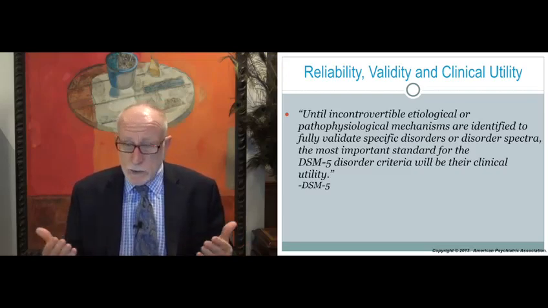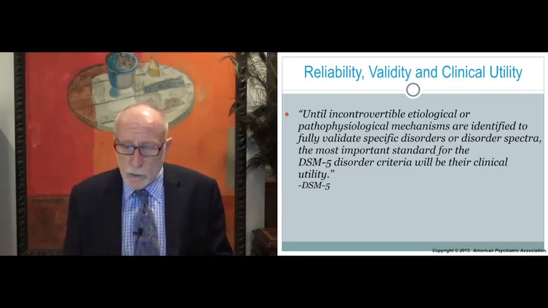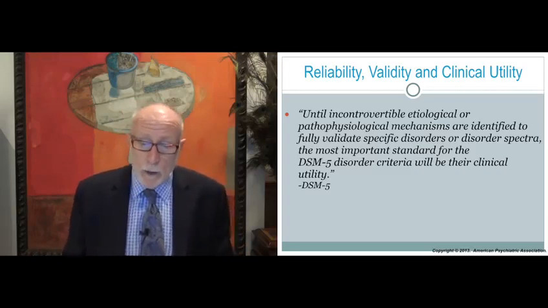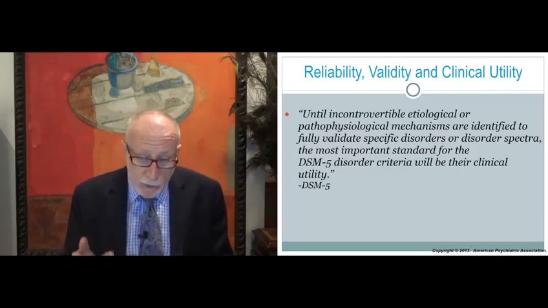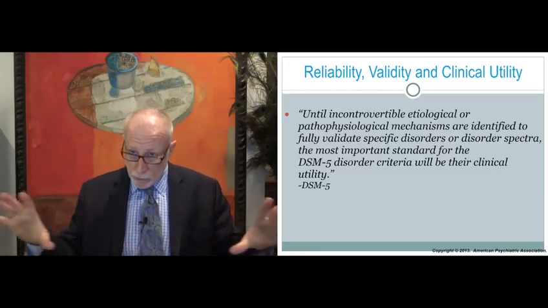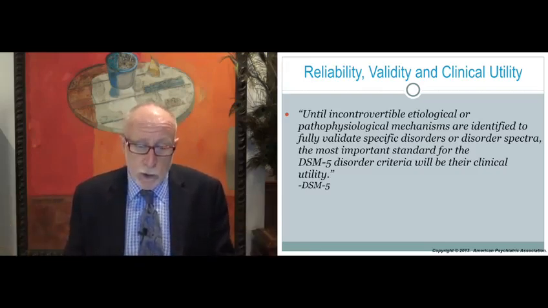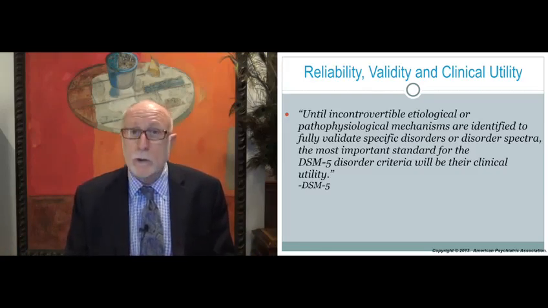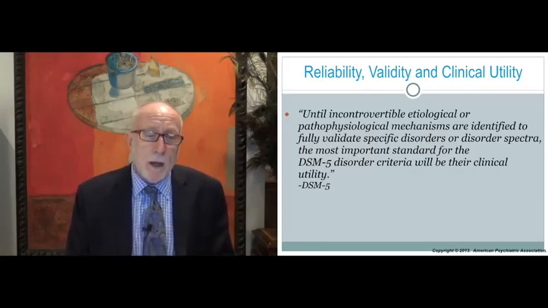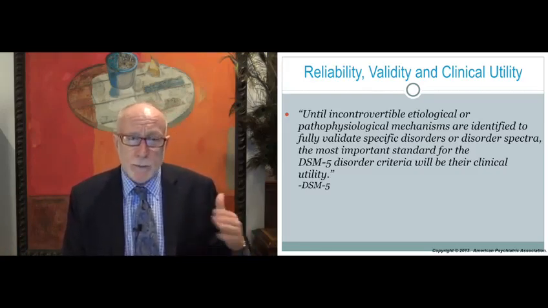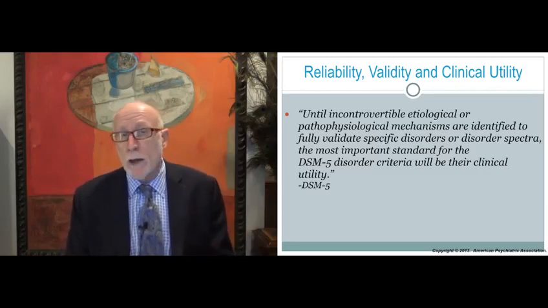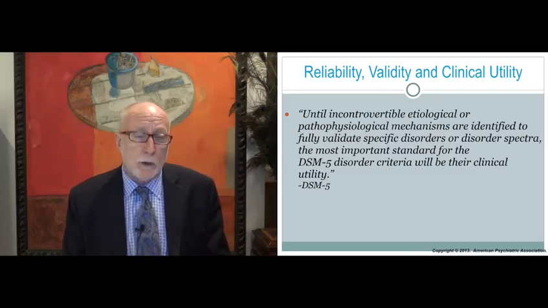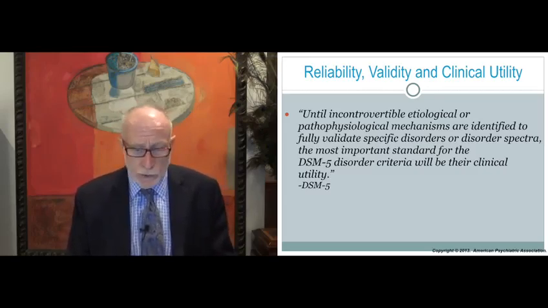So they say, quite literally, until incontrovertible etiological or pathophysiological mechanisms are identified to fully validate specific disorders or disorder spectra, that is, combinations of disorders, the most important standard for the DSM-5 criteria is going to be their clinical utility. Okay? And then gradually we're going to replace the mere usefulness of it with actual studies of validity, that is, that help underscore the neurobiological causes of the various disorders.